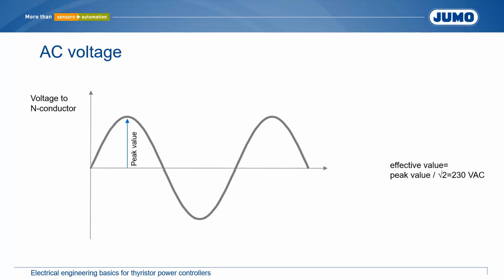When the alternating voltage of 230 volt AC is connected to a resistor, the same power is produced as by a direct voltage of 230 volt DC. DC stands for direct current. Usually a frequency of 50 Hz is present, so there are 50 sine waves per second.